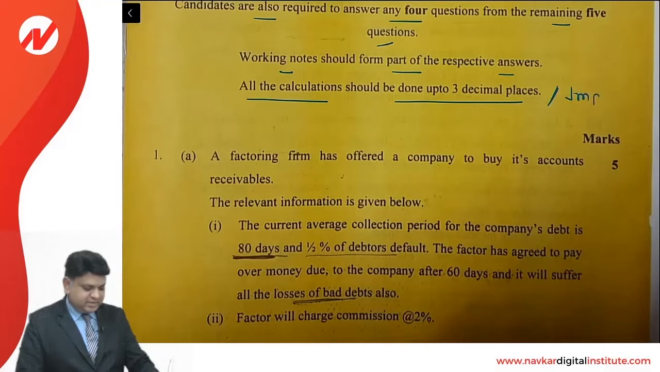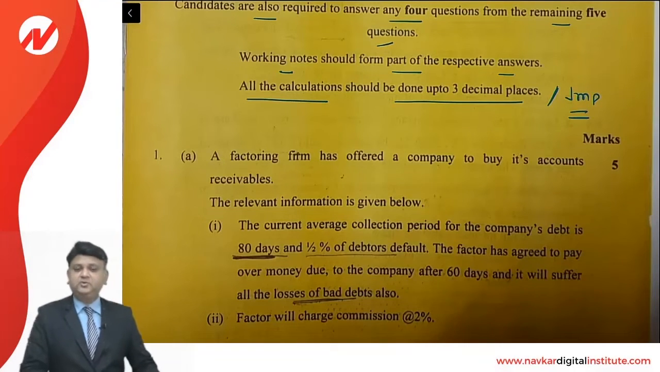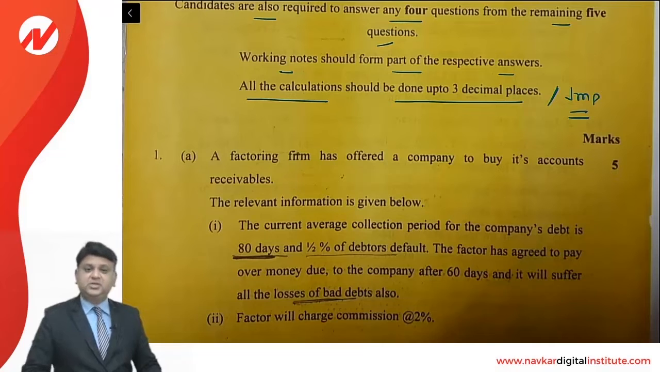And this is what I think is important. You have to keep a note that the institute is clearly providing that all your answers should be up to 3 decimal points. So whenever in any calculation you can go up to 4 decimals or more, in that case don't do that. You have to restrict your answer up to 3 decimal points.